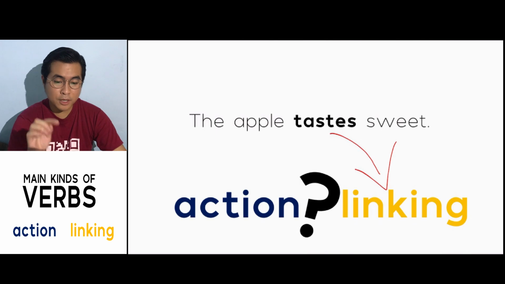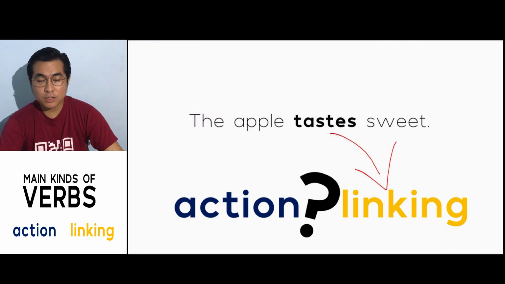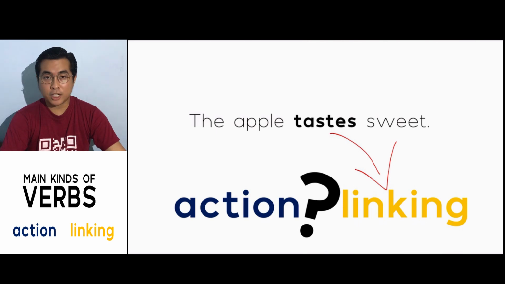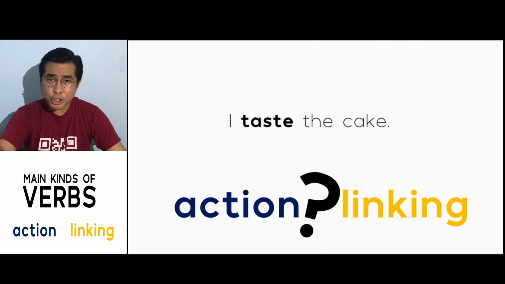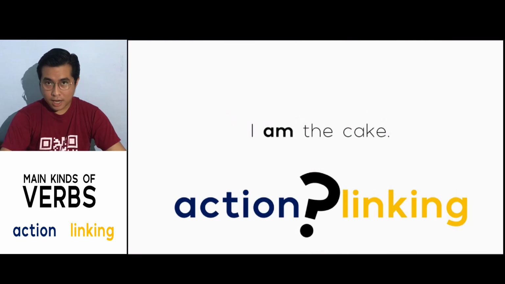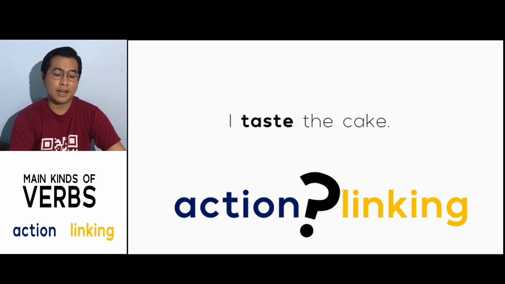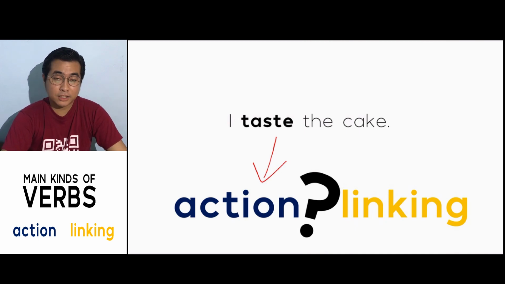Because we could substitute it with am, is, or are. If we could not, and if it did not make sense, or if it changed the meaning of the sentence, then it is an action verb and not a linking verb. The next one, "I taste the cake." Action or linking? Again, let's substitute: "I am the cake." Did it make sense? Did it maintain the meaning of the sentence? Therefore, taste is an action verb because you cannot substitute taste with am in this case.